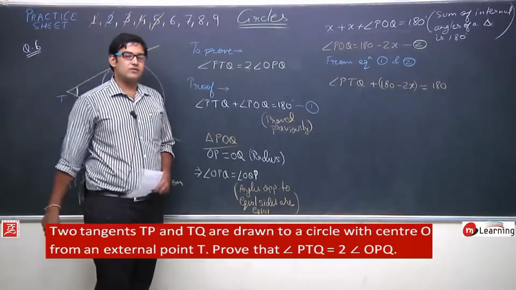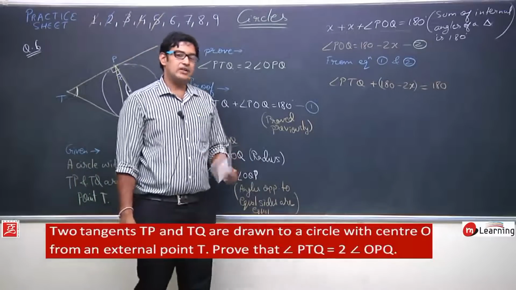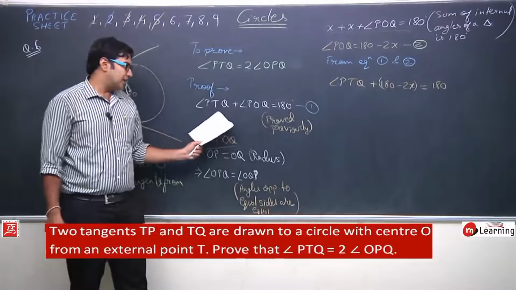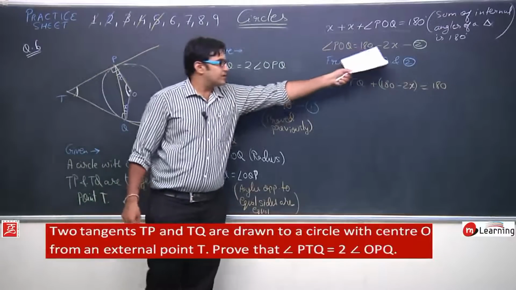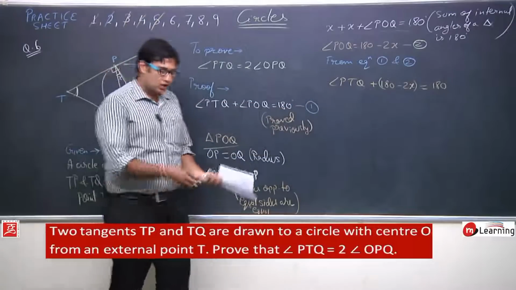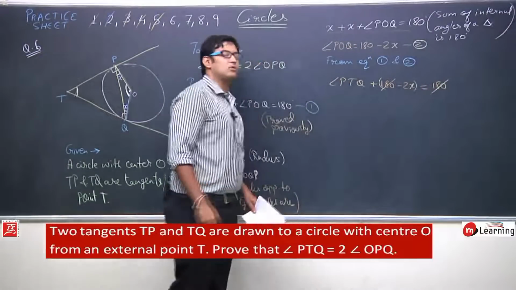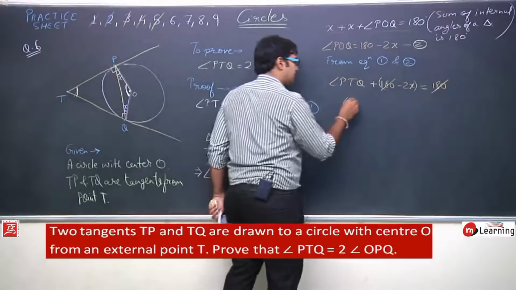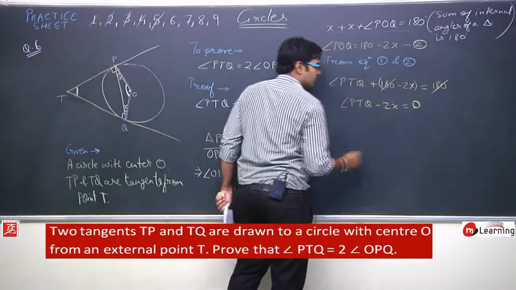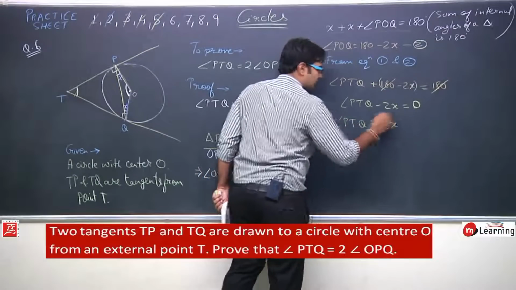Try to observe very, very carefully. I will explain this slowly because in geometry it's very important to recognize each and every concept, each and every step. So this PTQ plus angle POQ, in place of it we have written 180 minus 2x, and this is equal to 180 degrees. Now from this equation I can cancel 180 from both the sides, and I will get angle PTQ minus 2x is equal to 0, and angle PTQ is equal to 2 times x.